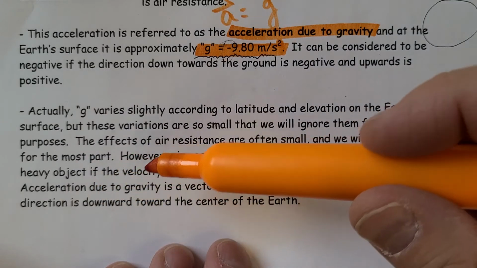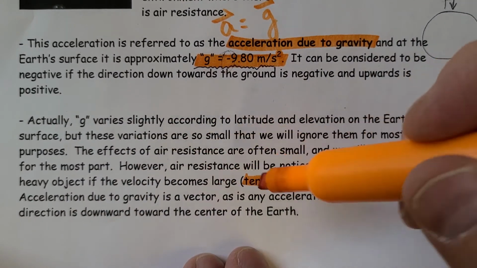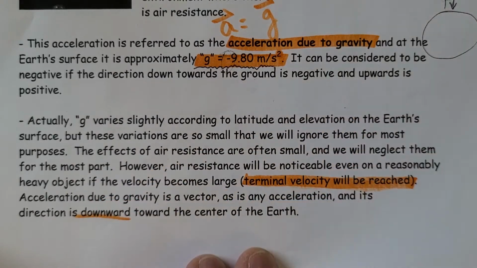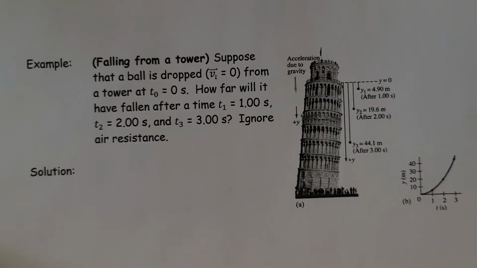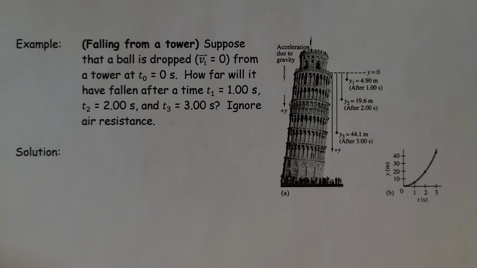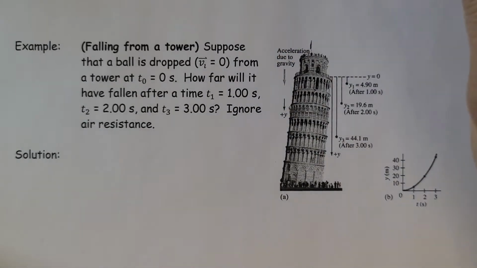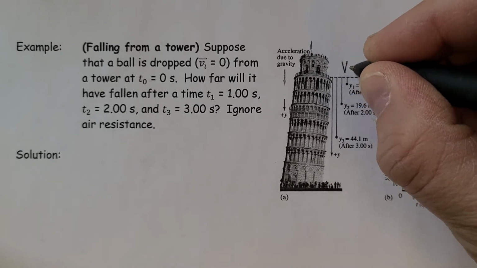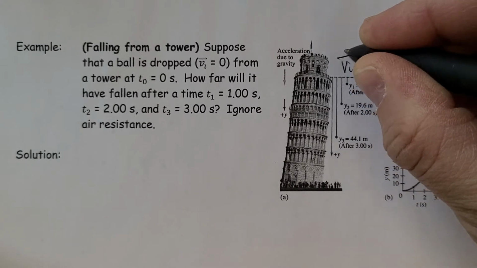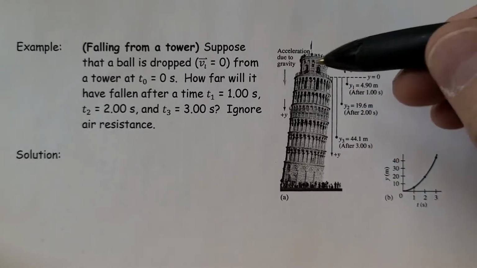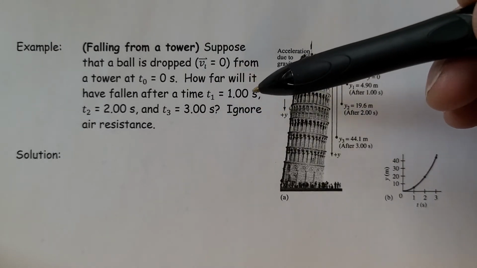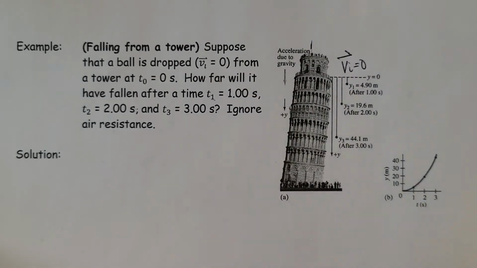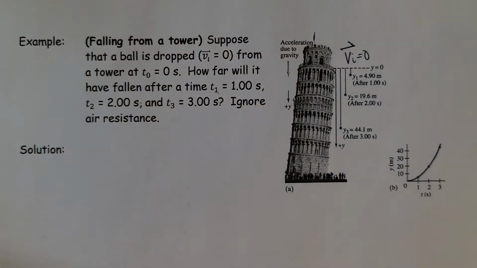Acceleration due to gravity is a vector, of course. It has a size and a direction. And that direction is downwards towards the center of the Earth. So if we look at a couple of examples here, falling from a tower, suppose that a ball is dropped where VI is equal to 0. Initial velocity is 0. At a time of 0, how far will it have fallen after 1 second, 2 seconds, 3 seconds? Ignore air resistance.